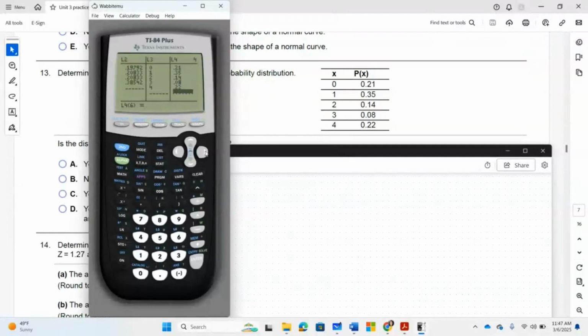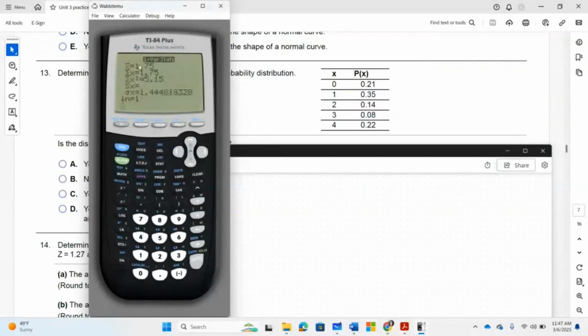Okay, so now my random variable is in L3, the probabilities are in L4. I actually want to do one variable stat. So I go to Stat, and one variable stat of L3 and L4. You have to be careful to tell your calculator where the random variable is, and tell your calculator where the probabilities are also. My probability is in L4, and I will calculate the one variable stat.